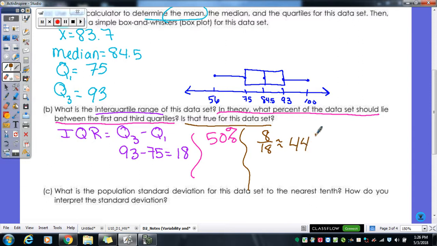Yeah, but the other ones are on the outside. We were looking for the ones that are in between. So is this true for the data set? No.